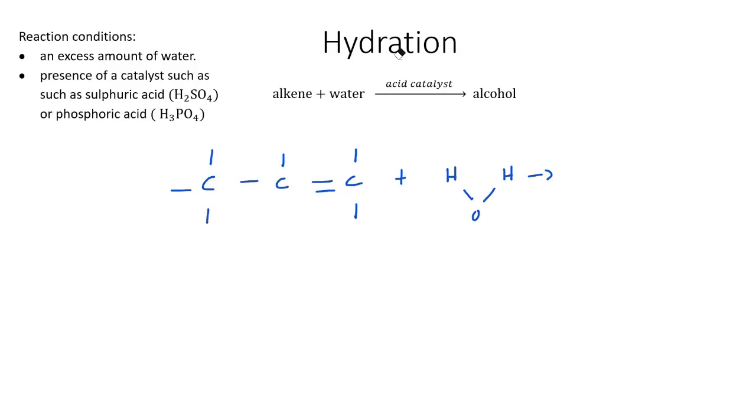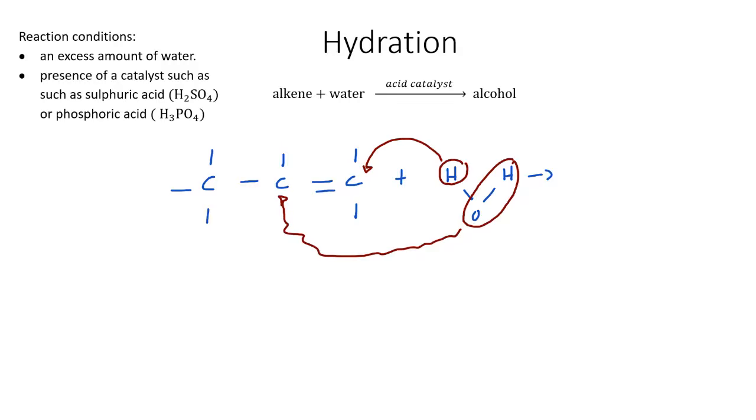What am I adding? Water. Who's going where? Obviously, the H will make its way to the carbon in the double bond that already contains the most number of hydrogen atoms. The OH will make its way to the carbon in the double bond that contains the least number of hydrogen atoms. So the OH will make its way somewhere there. And so I can draw the structure now.